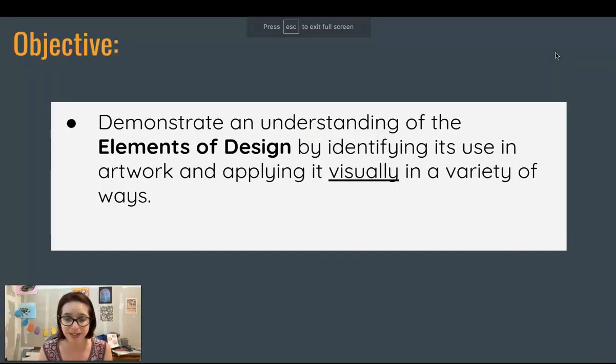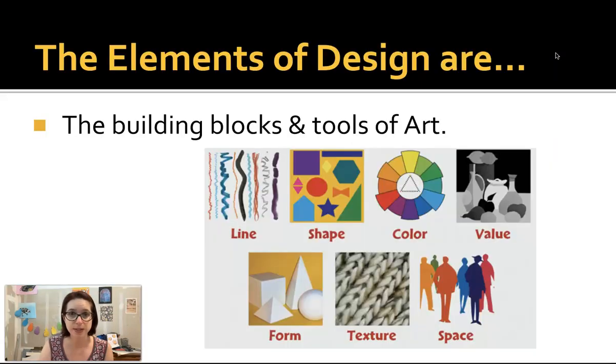The objective for this lesson is to demonstrate an understanding of the elements of design by identifying its use in artwork and applying it visually in a variety of ways. So the elements of design are like the building blocks. They're the tools of art, right? We take these elements, line, color, space, texture, and then we combine them in a variety of ways.